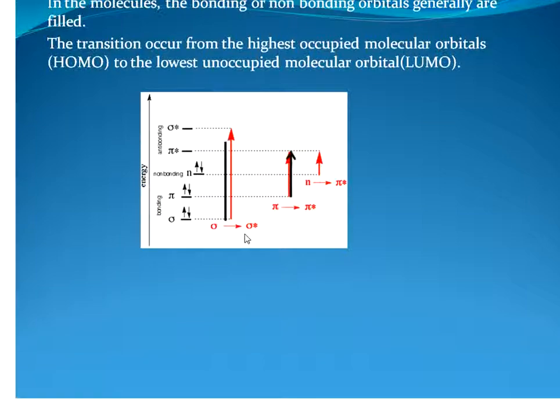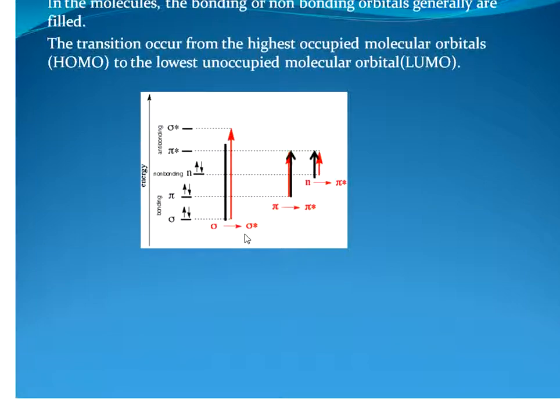And also we have transition from pi to pi star. This one is common in ethene. Electrons will be excited from pi to pi star. And then from non-bonding to pi star transition, where we have electrons which are not bonded, the lone pairs of electrons. We can have an example of carbonyl groups, carbonyl compounds.